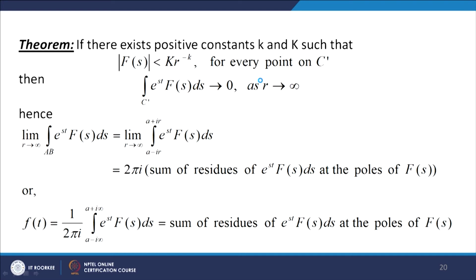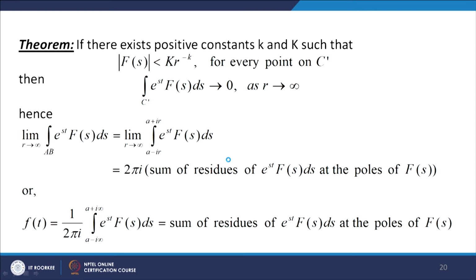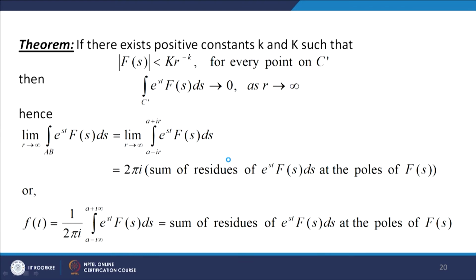Now, we have a theorem. This theorem says that if there exist positive constants small k and capital K such that mod of F(s) is less than K times R to the power minus k for every point on C dash, where R is the radius, the circle being drawn with center at this point of radius R, so when this R goes to infinity, mod of F(s) must be less than some constant times R to the power minus k for every point on C dash, then the integral over C dash of e to the power st F(s) ds goes to 0 as R goes to infinity. So, this theorem we shall use in this result.